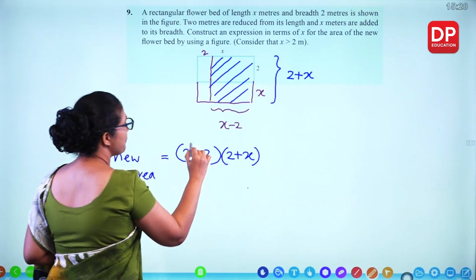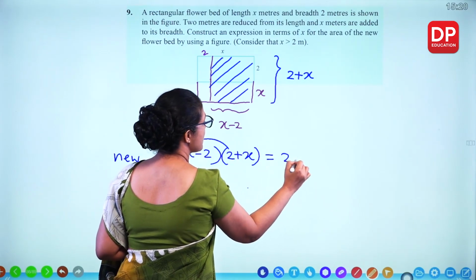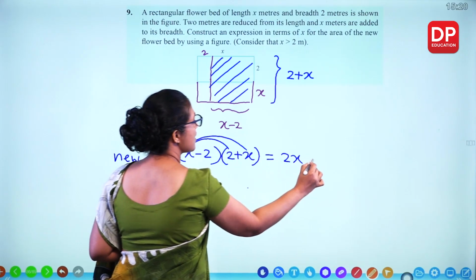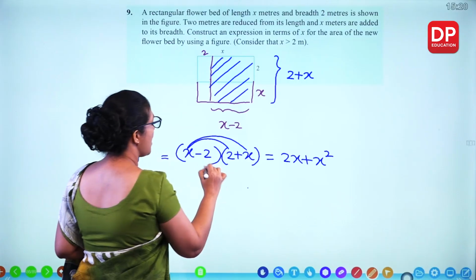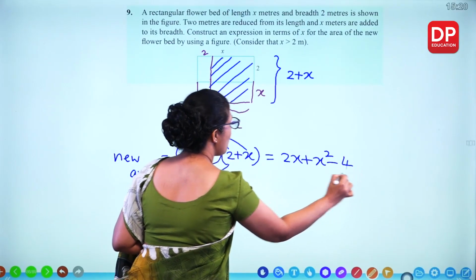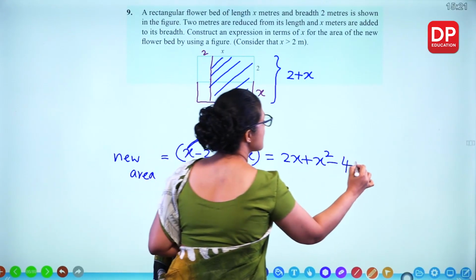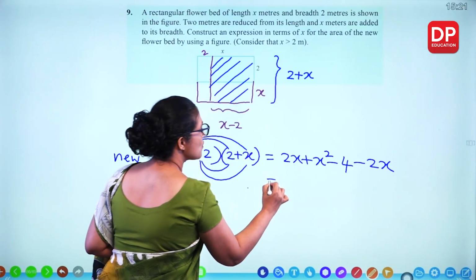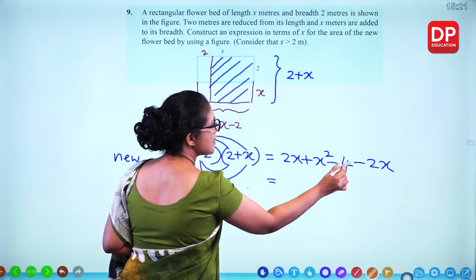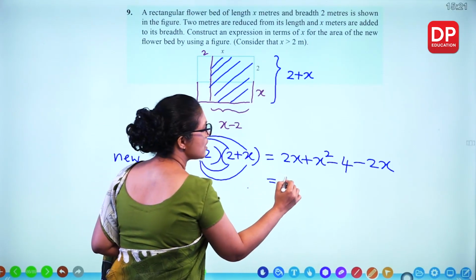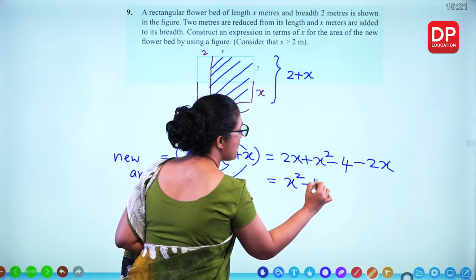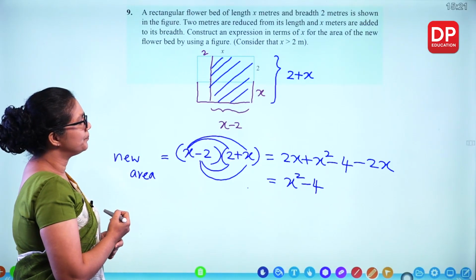Now multiply x into 2, 2x. x into x, x squared. Minus 2 into 2, minus 4. And minus 2 into x, minus 2x. So you get 2x and minus 2x get cancelled out. x squared minus 4.